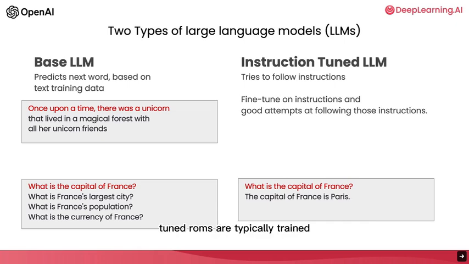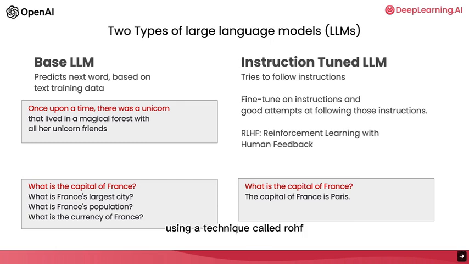The way that instruction-tuned LLMs are typically trained is you start off with a base LLM that's been trained on a huge amount of text data, and further train it, further fine-tune it, with inputs and outputs that are instructions and good attempts to follow those instructions, and then often further refine using a technique called RLHF, reinforcement learning from human feedback, to make the system better able to be helpful and follow instructions. Because instruction-tuned LLMs have been trained to be helpful, honest, and harmless, they're less likely to output problematic text, such as toxic outputs, compared to base LLMs.